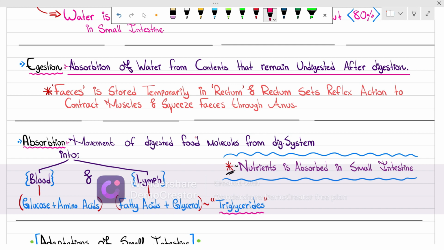Absorption is the movement of digested food molecules from the digestive system into the blood or lymph. Blood is for glucose and amino acids. Lymph is for fatty acids and glycerol.